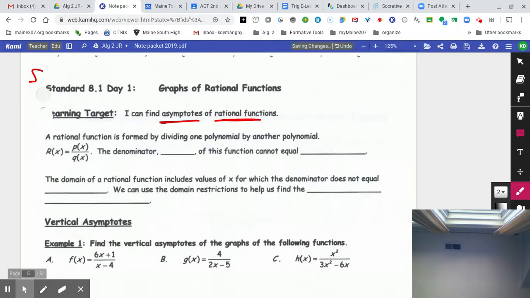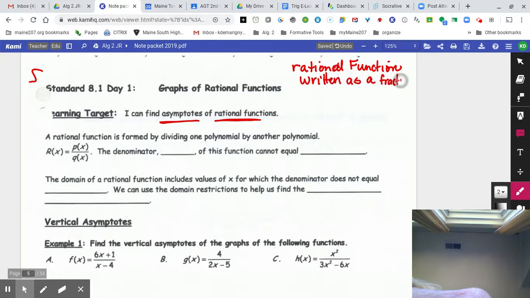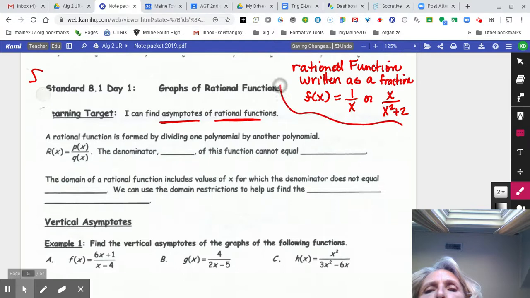And the first thing you need to know is what is a rational function. So, a rational function is a function that's written as a fraction. We've never graphed anything like this. Usually it'll be something like 1 over an x, or it could be an x over something like x squared plus 2. But a rational function means we're going to be graphing things that are written as fractions.